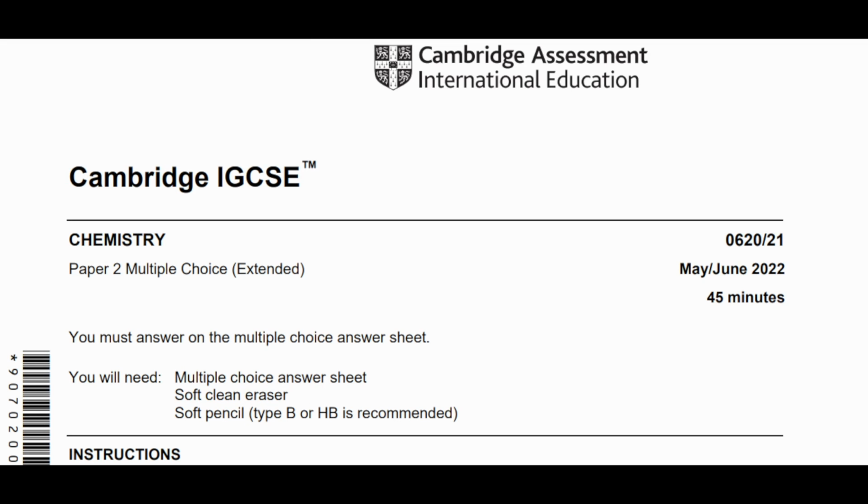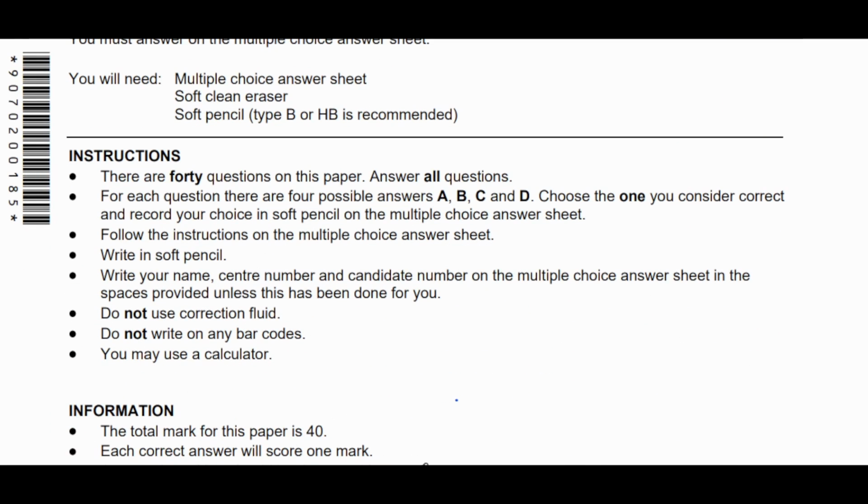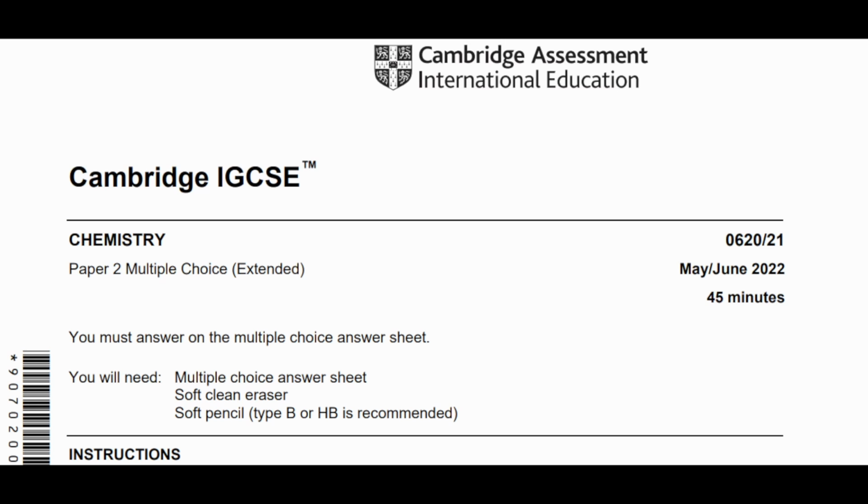Hi guys, today I'll be doing Chemistry Paper 2, May June 2022 series. This is Paper 2-1, which is 45 minutes, and there are 40 questions, and each question is 1 mark. Okay, let's go.